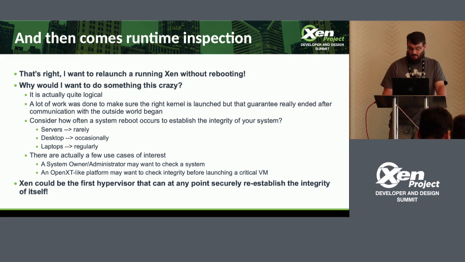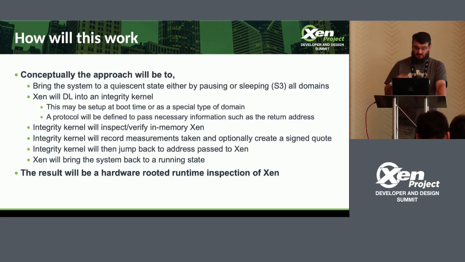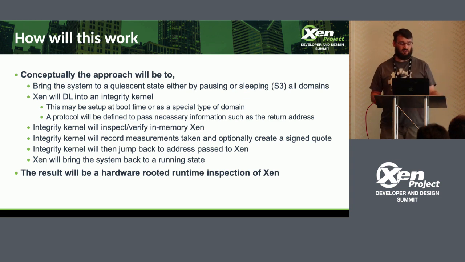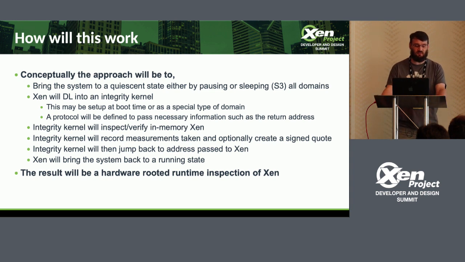Just to step through how I was thinking this would work, we bring the system into a quiescent state, either by pausing or sleeping the VMs. Xen will then be able to do the DCE preamble, i.e. it can initiate the late launch instruction, which will bring you into an integrity kernel. That integrity kernel could have been set up at boot time, or it could be set up as a special VM. We'll work through that as we start doing some of the design sessions on this.